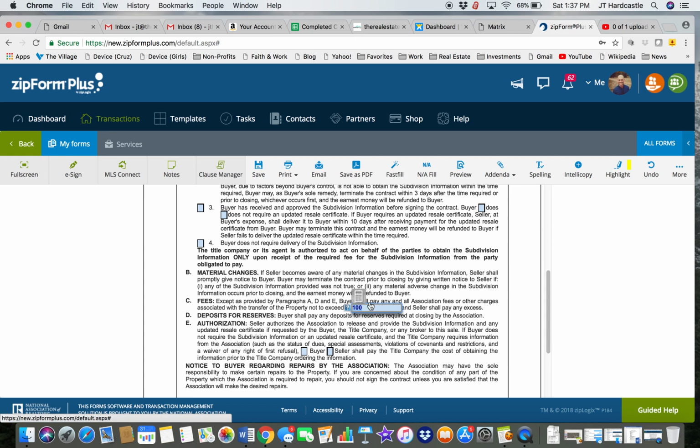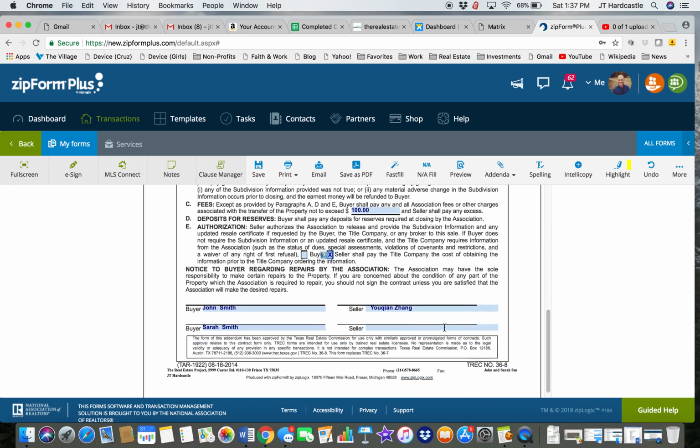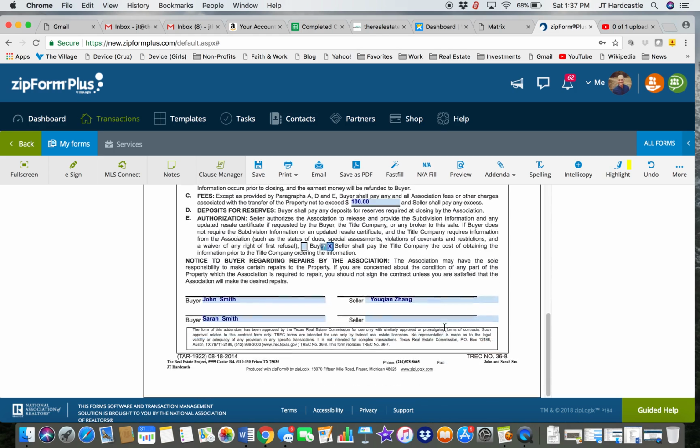This is really the way that you want to make your offer more attractive to a seller. Possibly you could put a higher amount here, but 100 generally works. This section typically does not pertain to the situation, but generally I would just checkmark seller to pay for the title company the cost of obtaining information prior to the title company ordering the information. This usually doesn't happen. If it did happen, just check that the seller would pay for it. And that is it for the HOA addendum.